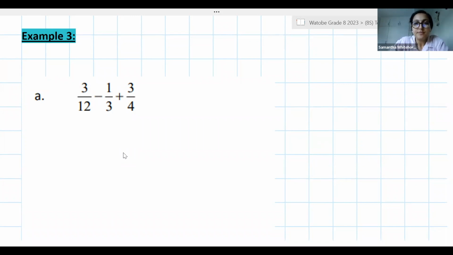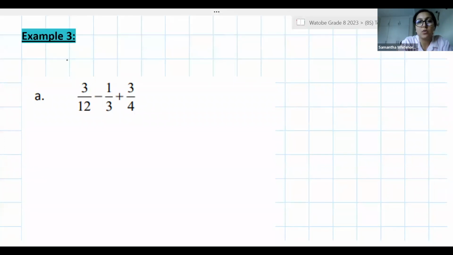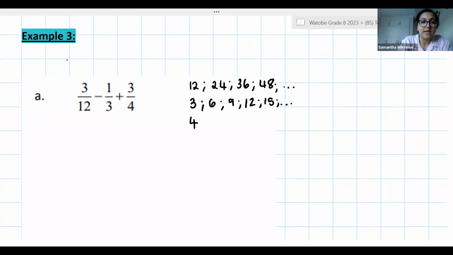Right, so if you have a look at this question, we've got 3 over 12 minus 1 over 3 plus 3 over 4. So I'm going to start you off. I'm not going to do the whole thing. You're going to try this by yourself. But let's start off by deciding what the LCD is. So if I look at my denominators, I've got 12. So if we list the multiples, 12, 24, 36, 48, I'm going to stop there for now. I've got the denominator 3, so 3, 6, 9, 12, 15. Again, I'm going to stop there for now. And then I've got the denominator 4: 4, 8, 12, 16, etc.